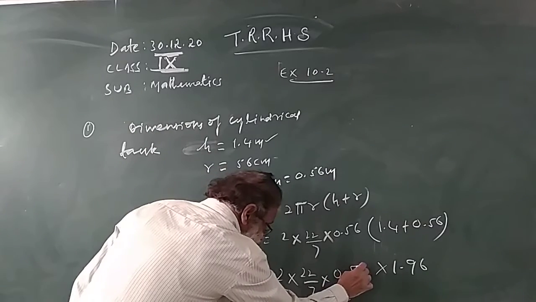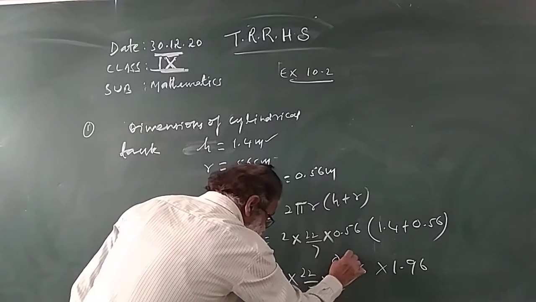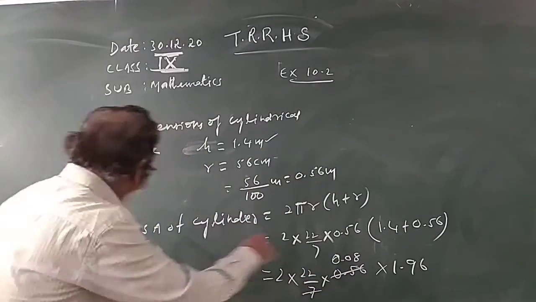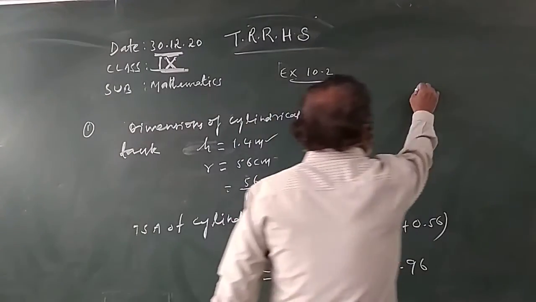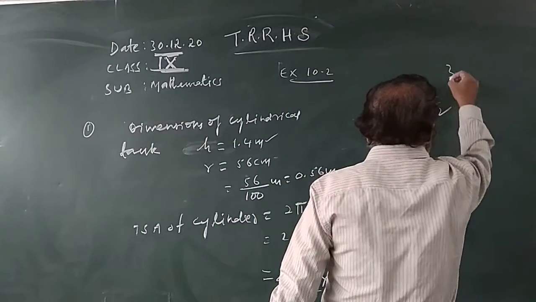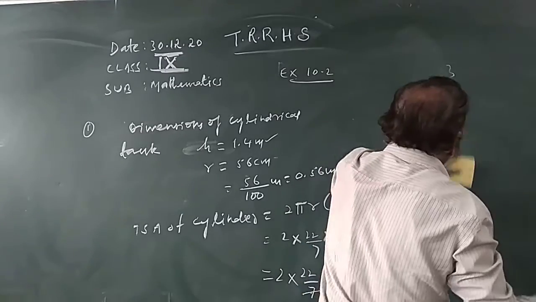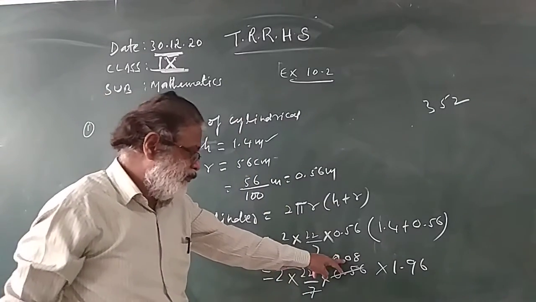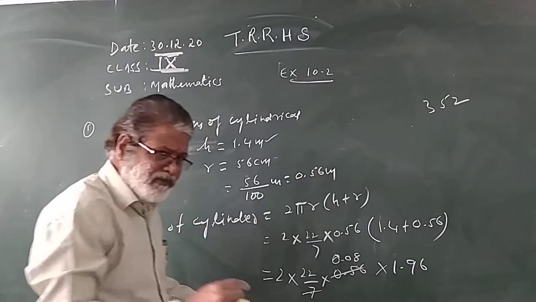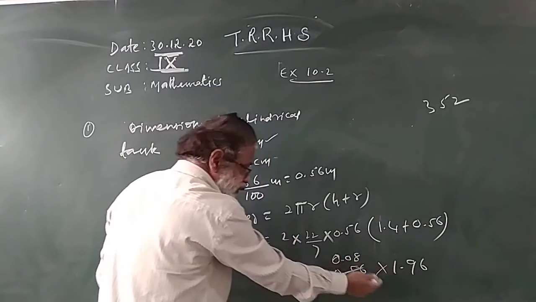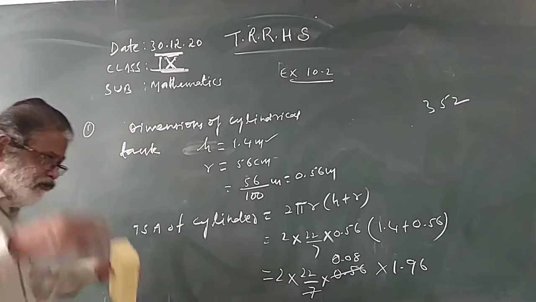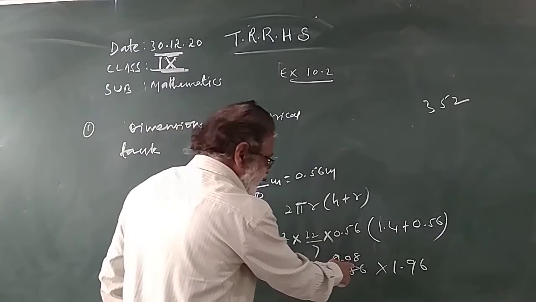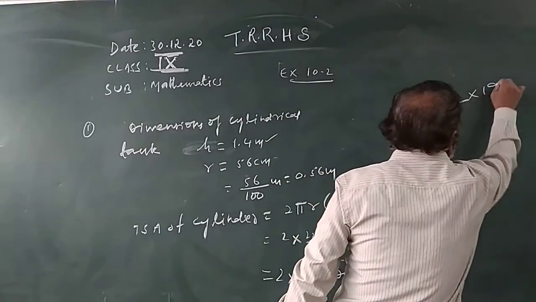Now 7 into 56: how many times does 7 go into 56? 8 times, so we get 0.8. Now multiply all these: 2 into 22 is 44, 44 into 8 is 352, into 196. Sometimes you forget about the decimals. Here the decimal is after 2 places, and here also after 2 places. Just consider them as numerals: 352 into 196, a general multiplication.